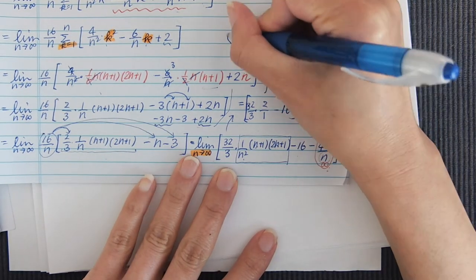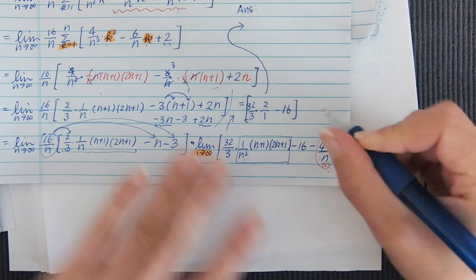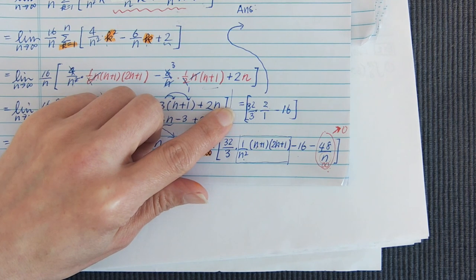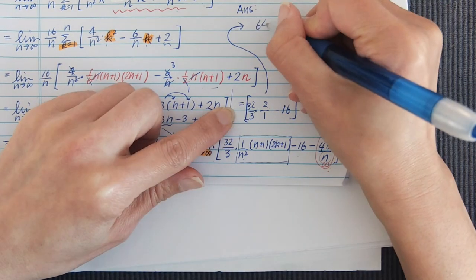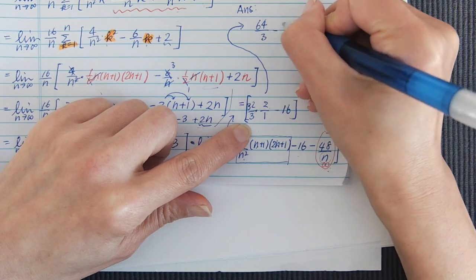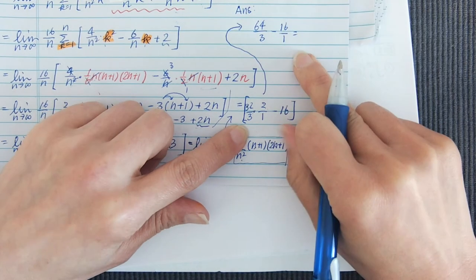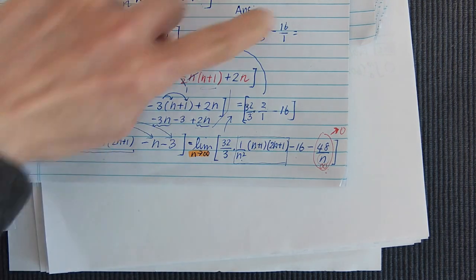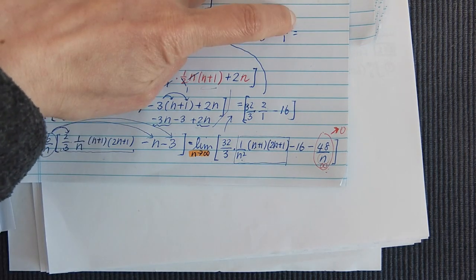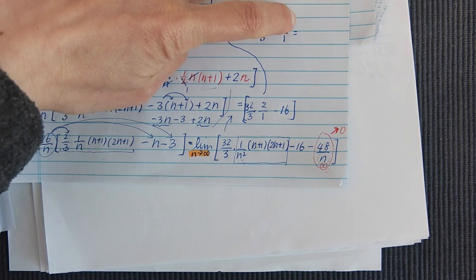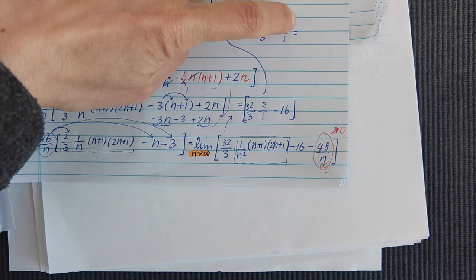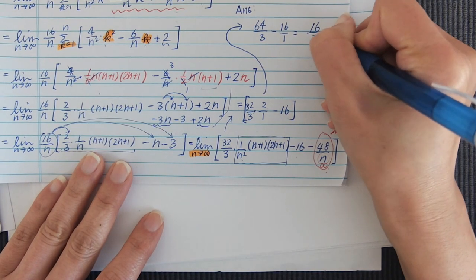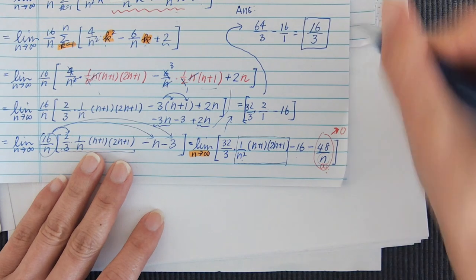Sorry, I need to write this one. The answer is, okay, 32 times 2, right? 64 over 3 minus 16 over 1. So I need a common denominator so I can get the answer. 64 minus, common denominator is 3, so 48. So what's the answer you get? You subtract it: 16 over 3, right? That's your final answer.